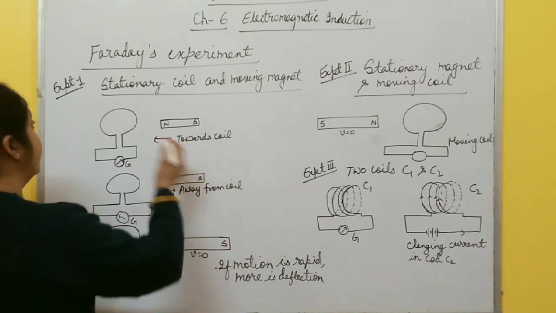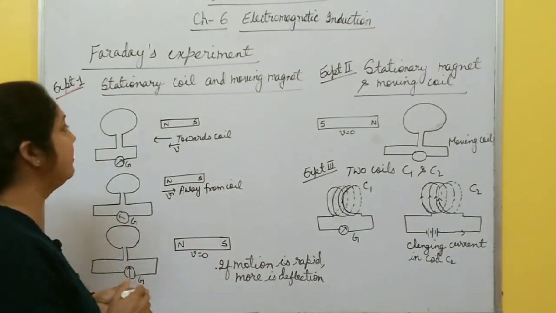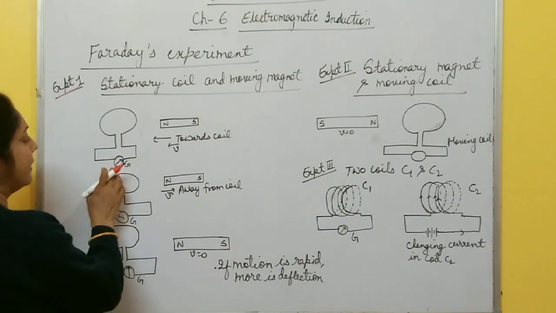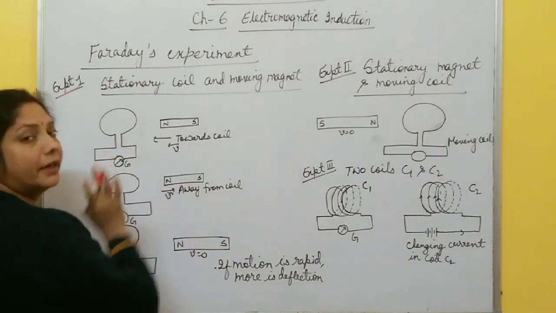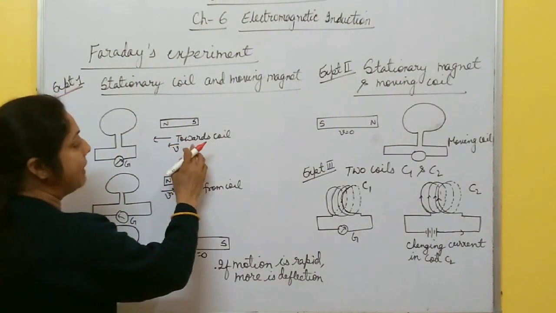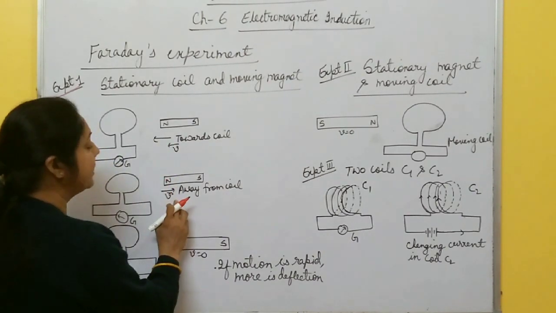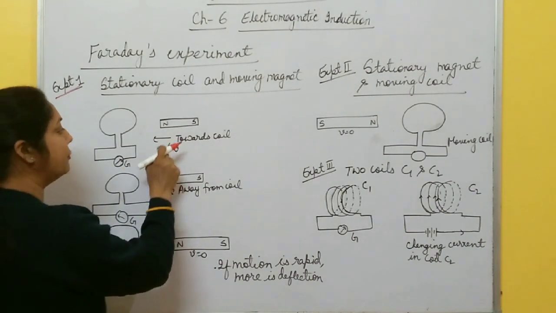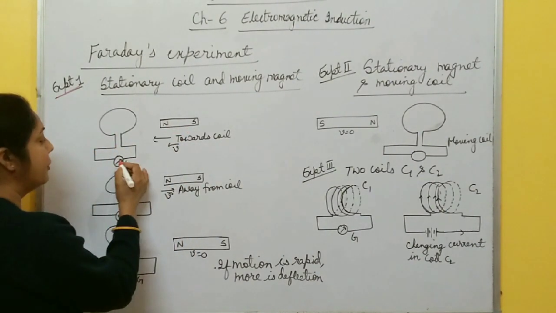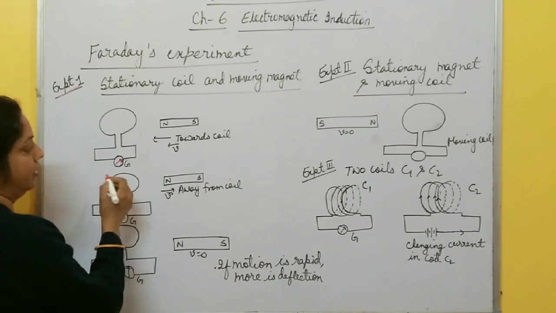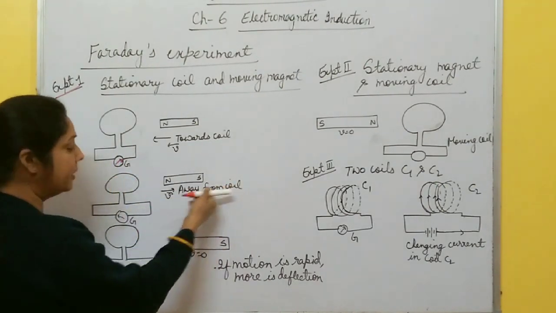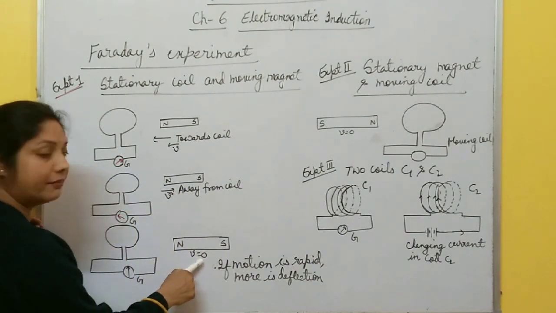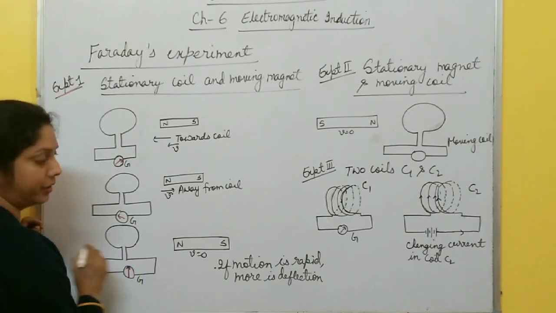There are three experiments. In the first experiment, there is a stationary coil and a moving magnet. The coil is stationary, a galvanometer is connected to the coil, and the magnet is moving. First the magnet is moving towards the coil, next the magnet is moving away from the coil, and third I have taken the magnet at rest. When the magnet is moving towards the coil, the galvanometer shows deflection in this direction. When the magnet is moving away from the coil, again the galvanometer shows deflection in the opposite direction. And when the magnet is at rest, the galvanometer shows no deflection.